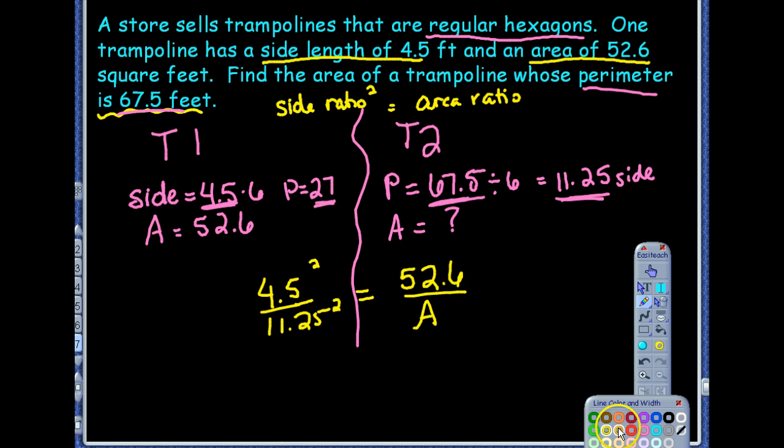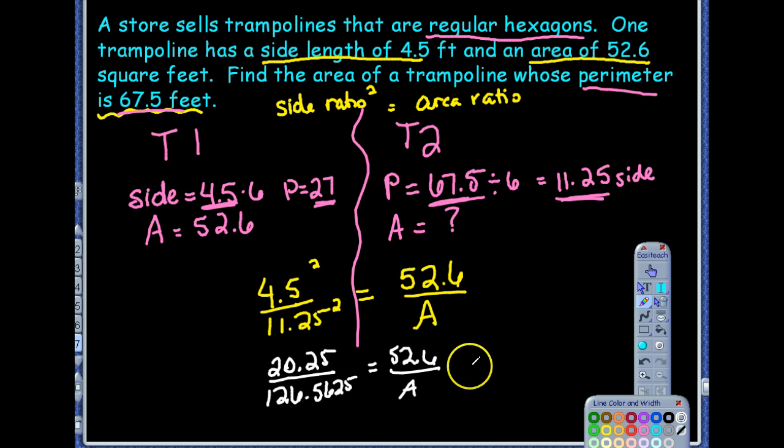And what do you get when you take your 4.5 squared? 20.25. And the 11.25 squared? 126.5625, and that's exact. And then we've got our 52.6 over A. And from here, it's just cross multiplying. I'm going to let you do that on your own, and we just end up with an area that is 328.75 feet squared. And that's exact.